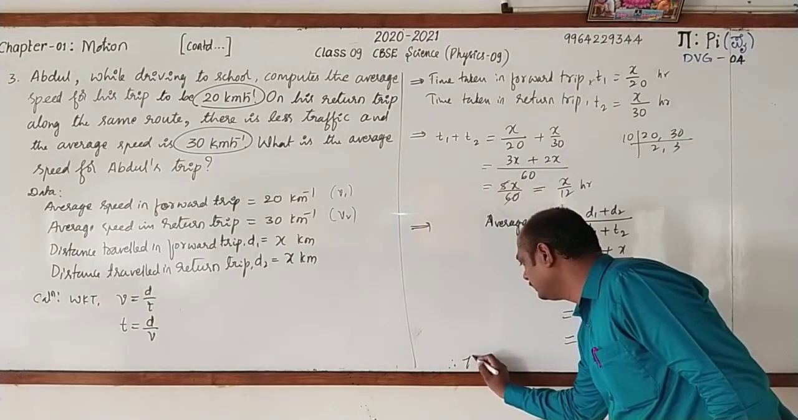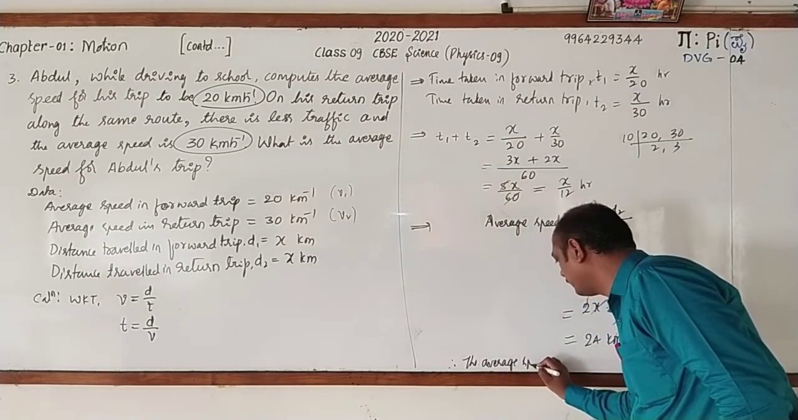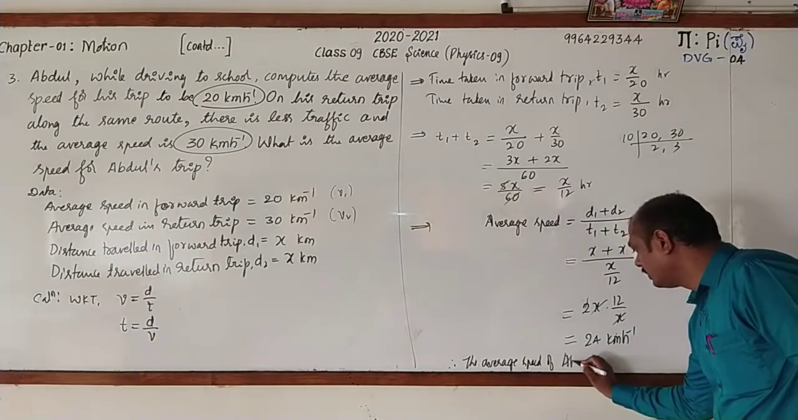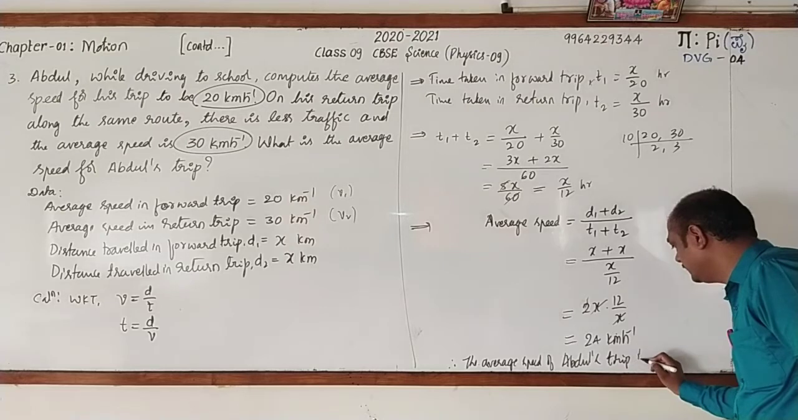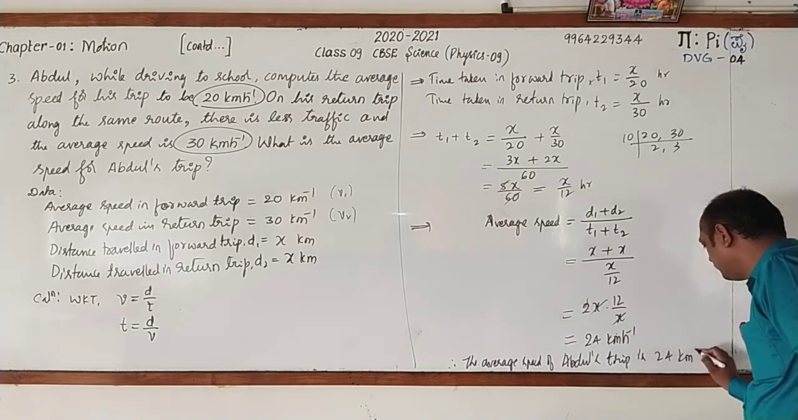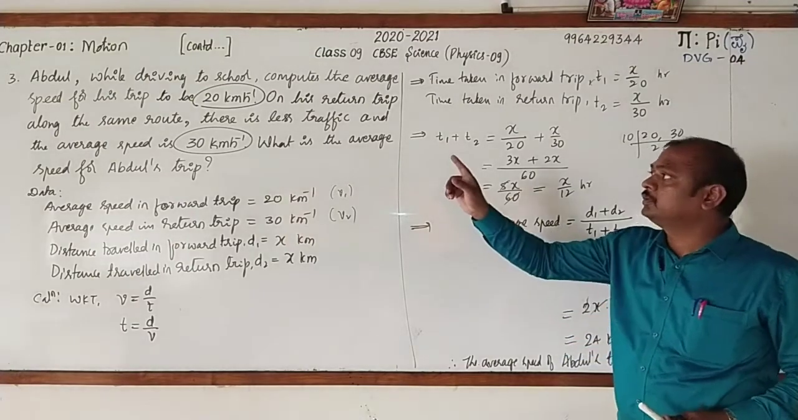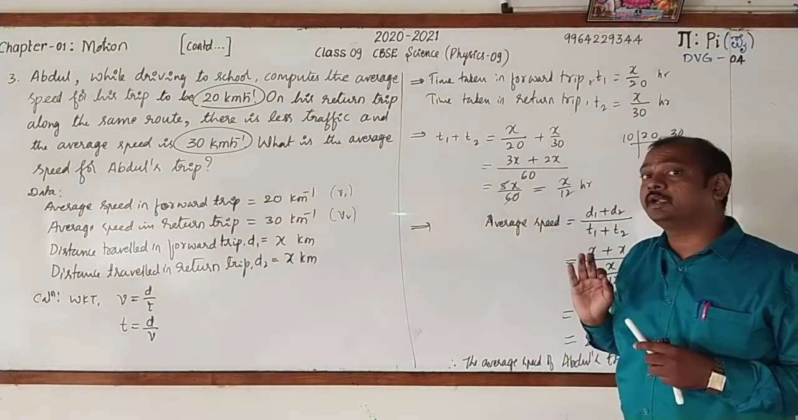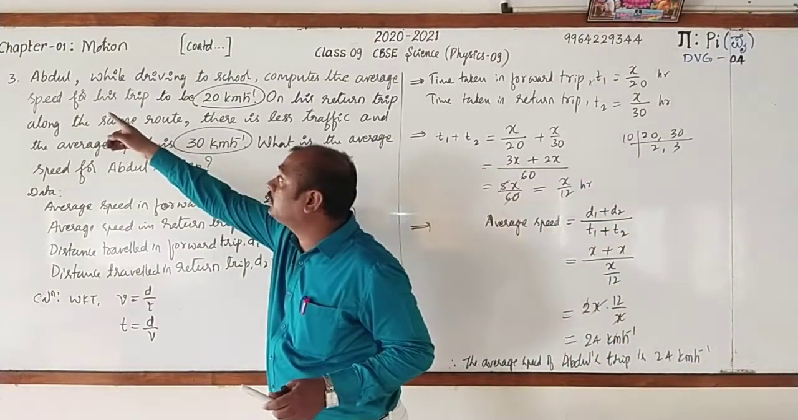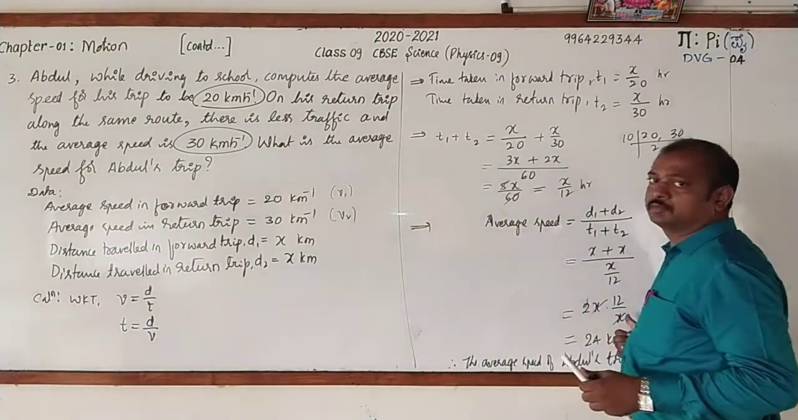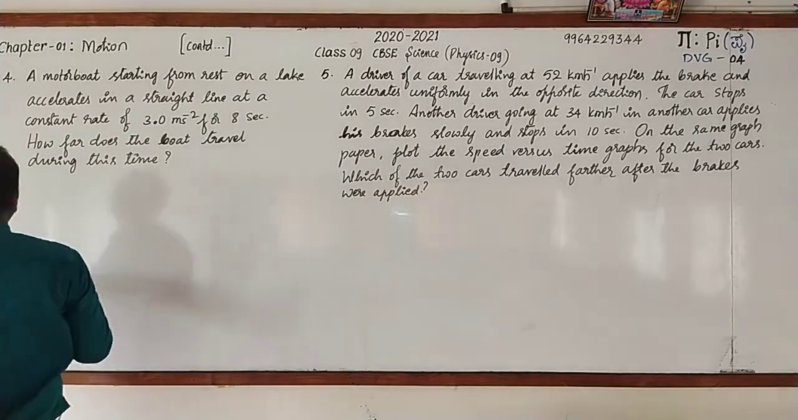Here I will write. Therefore, the average speed of Abdul's trip is 24 kilometer per hour. So, before copying, you have to go through that thoroughly, understand. Okay, then you can pause the video, start writing from there to here. Copy this. Dear students, now let's move on to the fourth question.